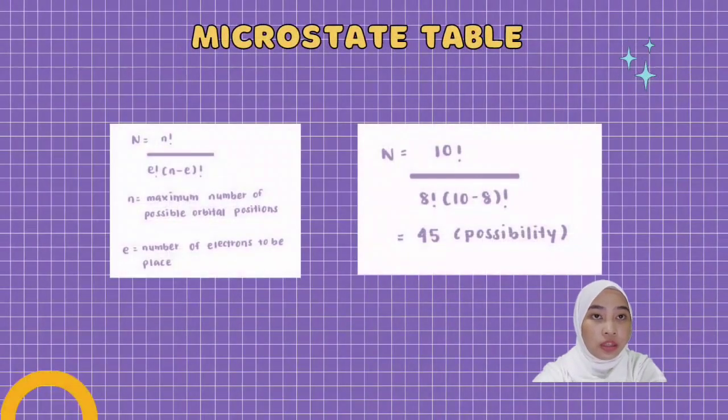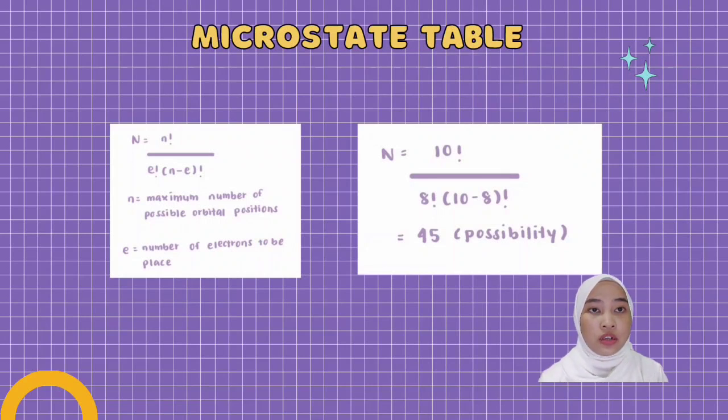For the second step, we need to calculate the probability. The formula for probability is n factorial over e factorial times (n minus e) factorial. n stands for the maximum number of possible orbital positions, and e stands for the number of electrons to be placed. Since we are doing the d orbital, the maximum number of possible orbital positions is 10, and for e, since I am doing d8, the number of electrons is 8.